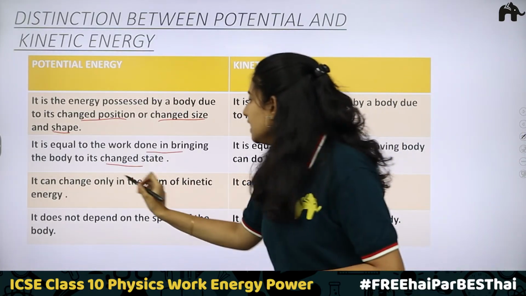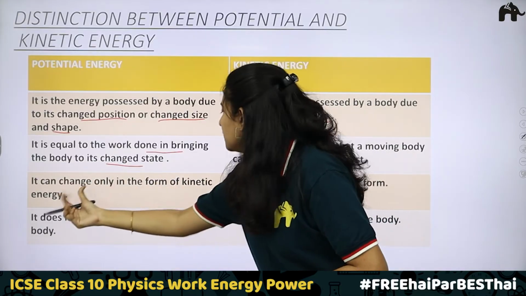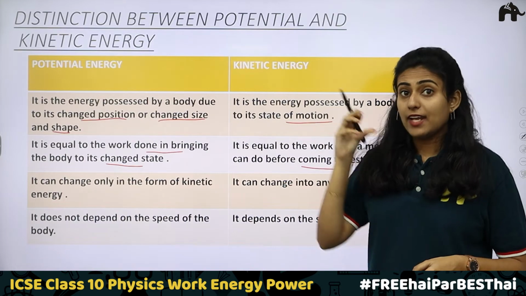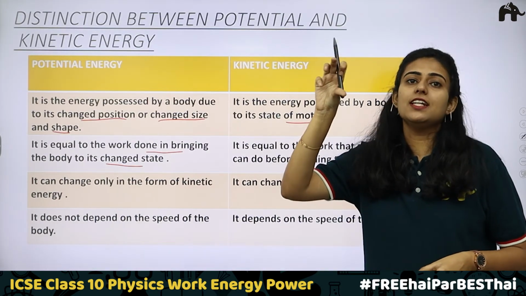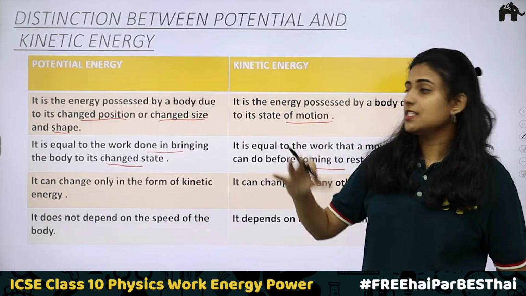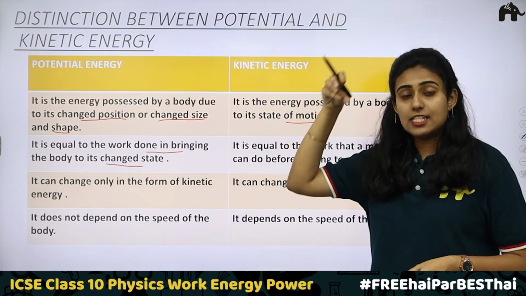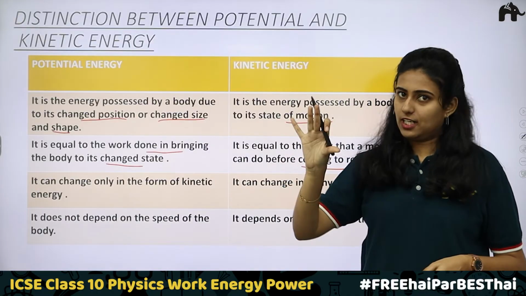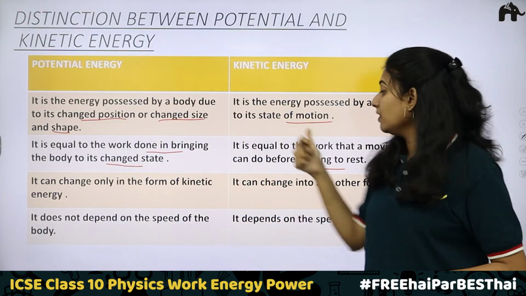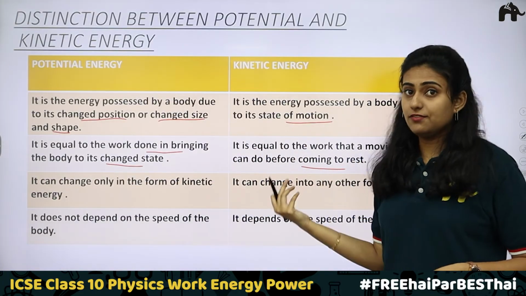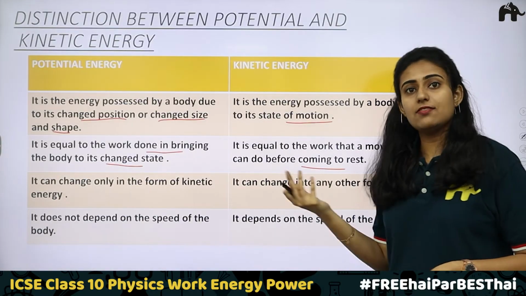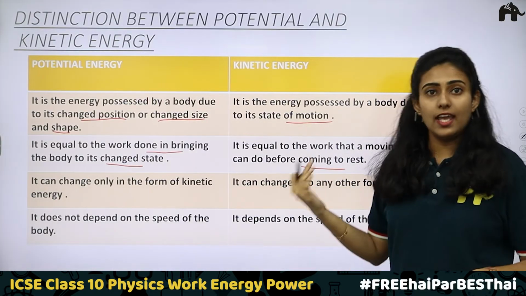Next point, it can change only in the form of kinetic energy. When an apple falls, what happens? The potential energy is getting converted to kinetic energy. When the apple falls, there is motion, there is velocity and it changes to kinetic energy. Initially, when it was on the tree, it is potential energy. So, potential energy can be changed only into kinetic energy. But when we discussed kinetic energy, it has different forms. What are the forms? Translational kinetic energy, rotational kinetic energy, vibrational kinetic energy. It can be changed into any forms.